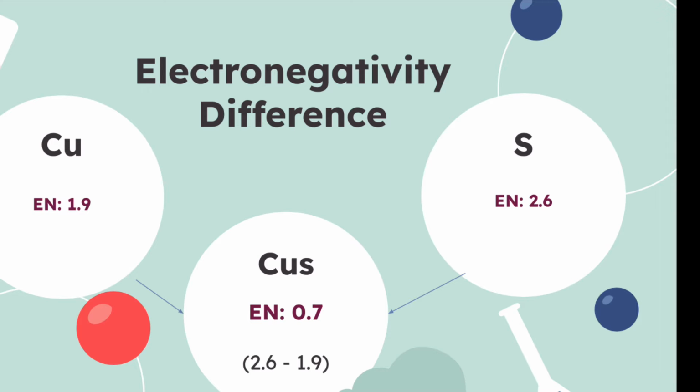Electronegativity difference. Copper has an electronegativity of 1.9. Sulfur has an electronegativity of 2.6. When you subtract 1.9 from 2.6, you get the copper 2 sulfide electronegativity difference, and that is 0.7.